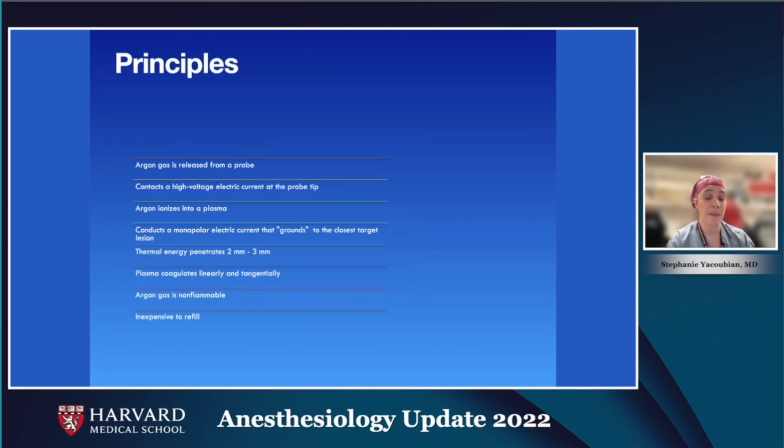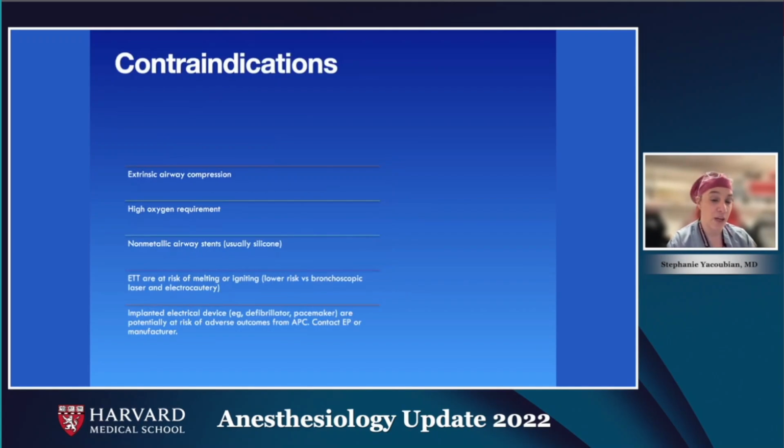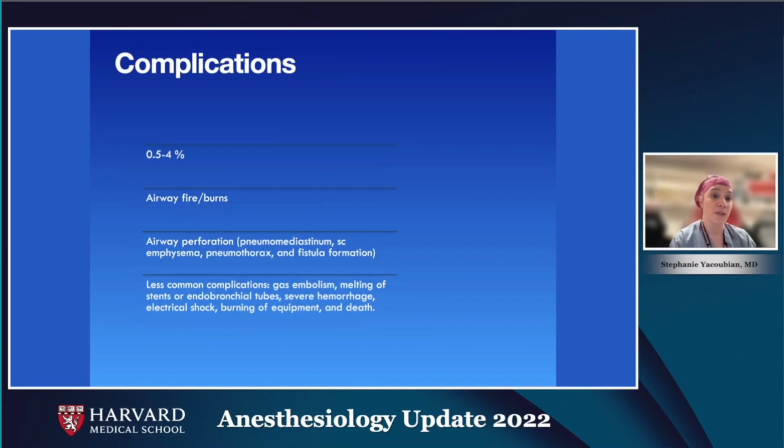And again, that's a very nice way to stop these bleeders. And the beauty of the APC is that it only provides thermal energy that penetrates 2 to 3 millimeters. But it's not risk-free. You can always get airway fires with these. So you have to really understand how to use the APC, not to have endotracheal tubes that could really catch fire. You can really disrupt implantable electrical devices, and sometimes you can even get complications such as airway perforation, or less commonly gas embolisms, coronary events, or even strokes.